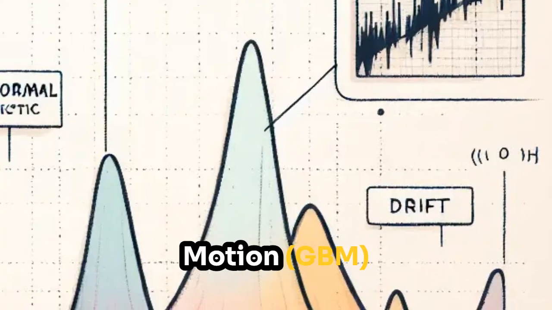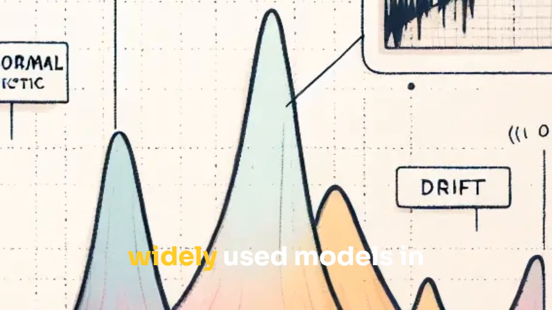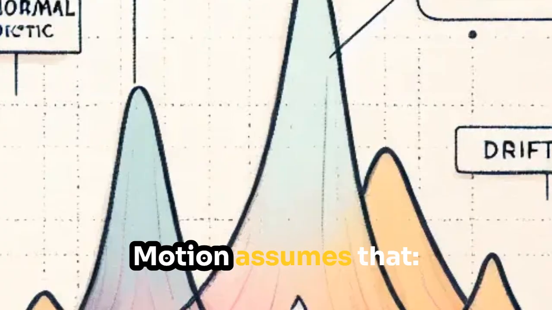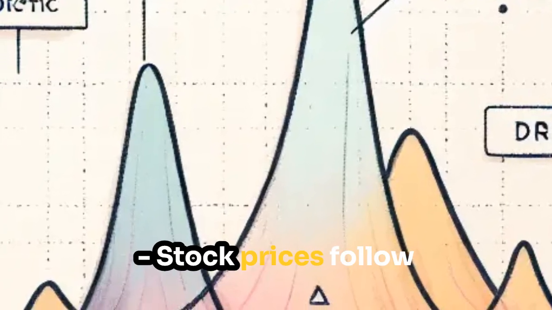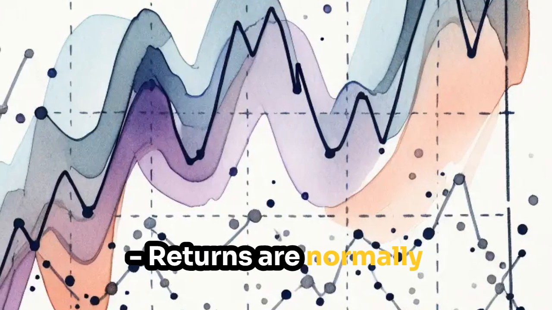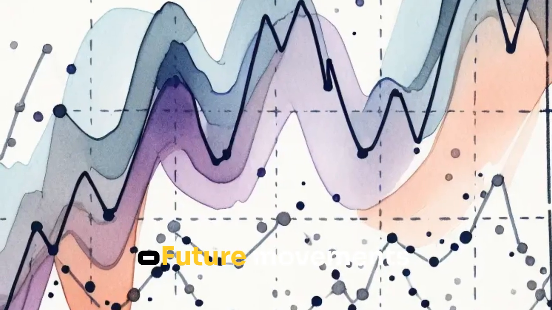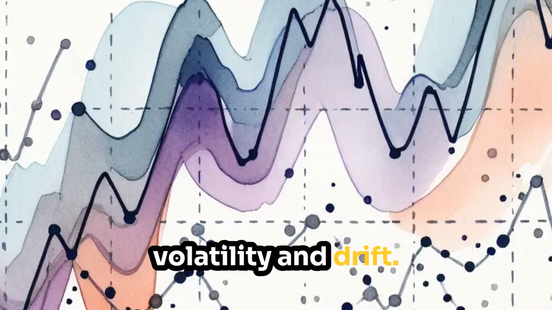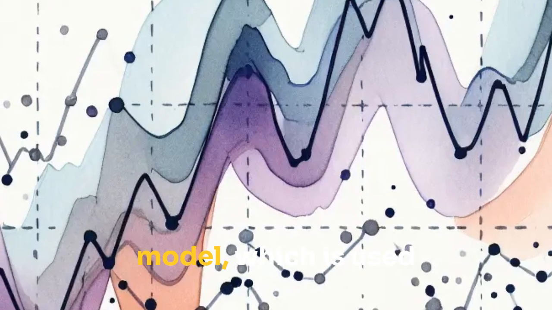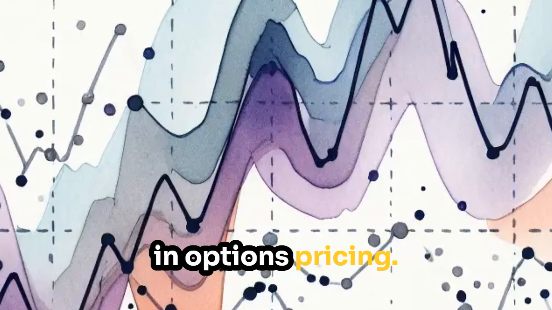Geometric Brownian motion (GBM). One of the most widely used models in financial simulations, geometric Brownian motion assumes that stock prices follow a continuous random process. Returns are normally distributed. Future movements depend on volatility and drift. GBM is the foundation for the Black-Scholes model, which is used in options pricing.